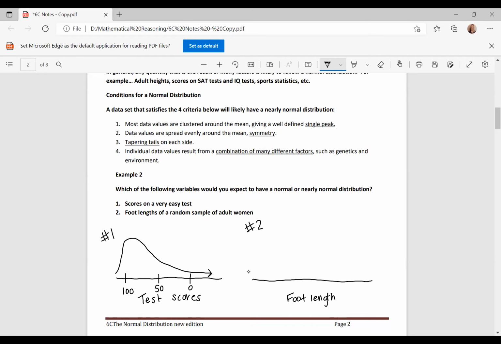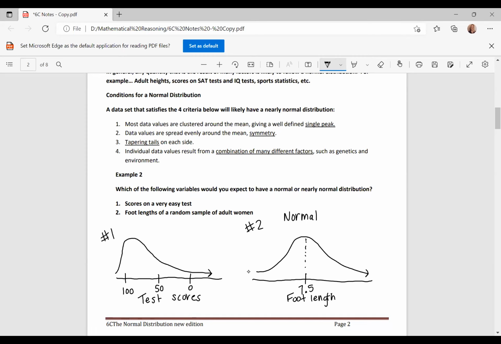The foot length of a random sample of women. I'm going to put shoe size here. I know that's not exactly the foot length, but most women tend to wear a 7.5. So I do think if we took a survey of a random sample of women, it's probably going to be more along the middle, and then the people that have shorter or longer feet are going to be kind of spread out evenly. I think that this one tends to be more normal.